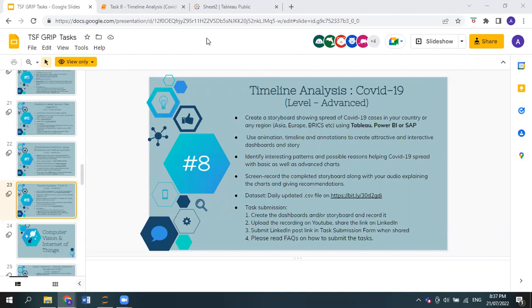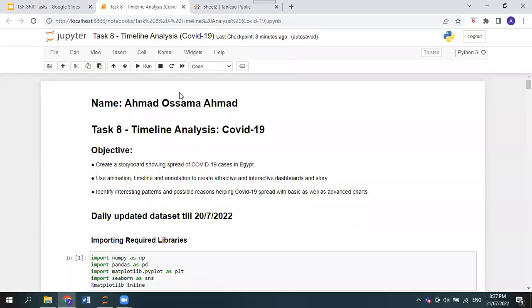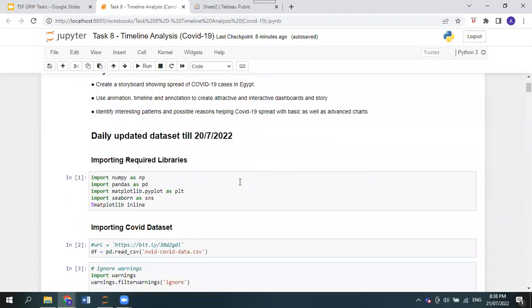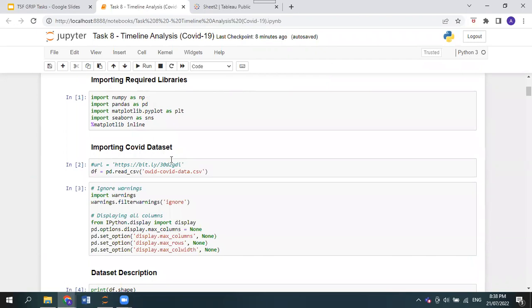First of all, I'm going to start showing my work in Jupyter Notebook to show the timeline analysis of the dataset which I have downloaded, which has all coronavirus data till 2022. Here I am importing the required libraries used in my code, NumPy and Pandas. I used Pandas to read the .csv file which contained the COVID data.